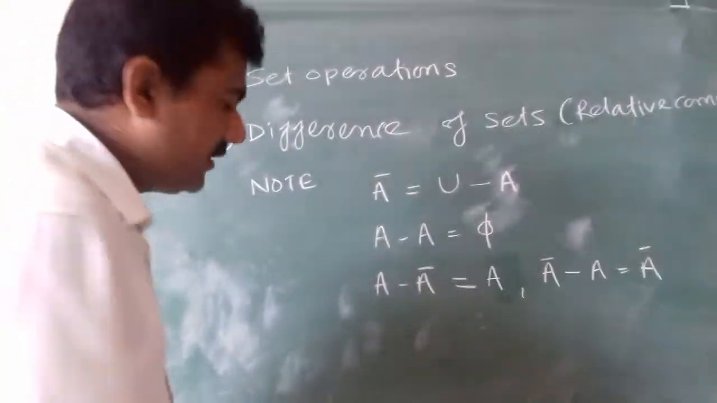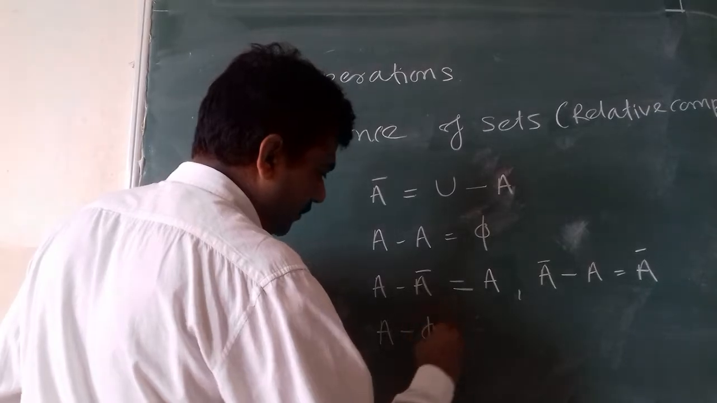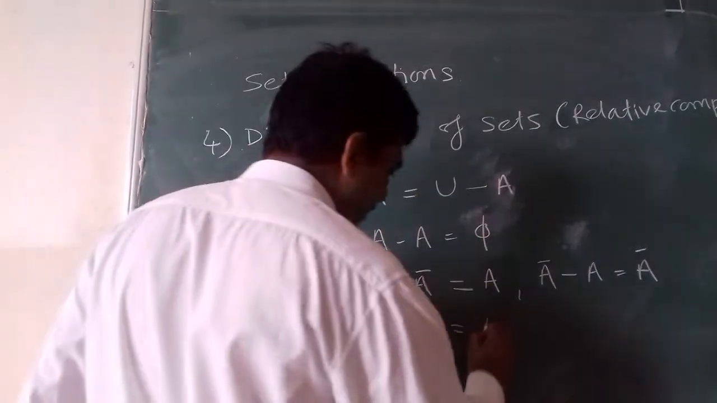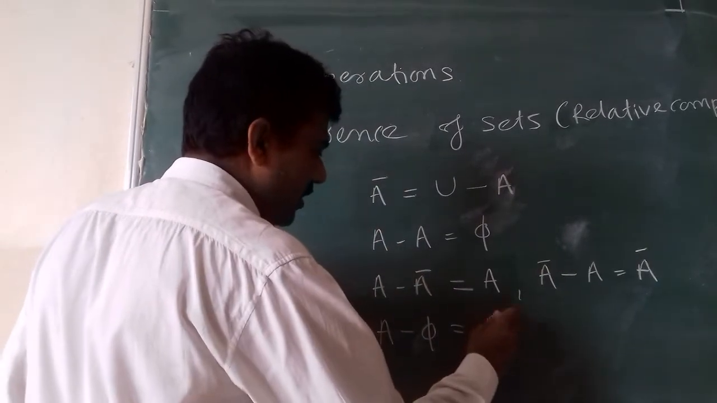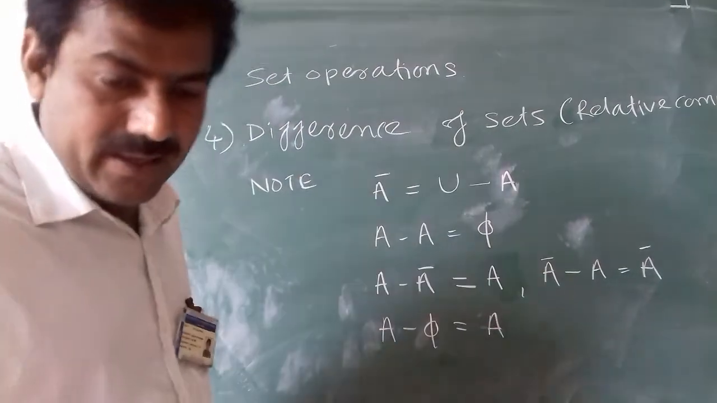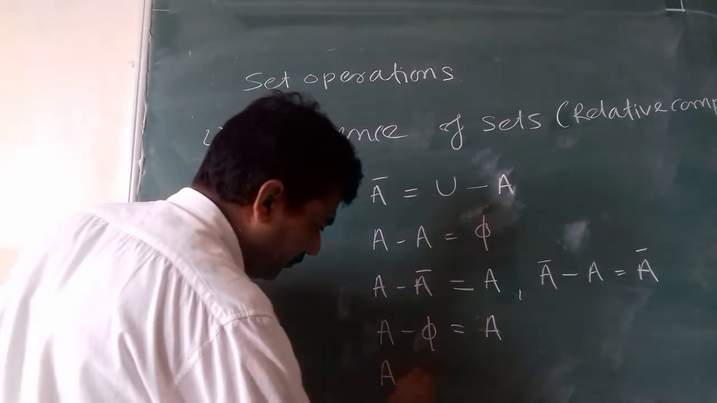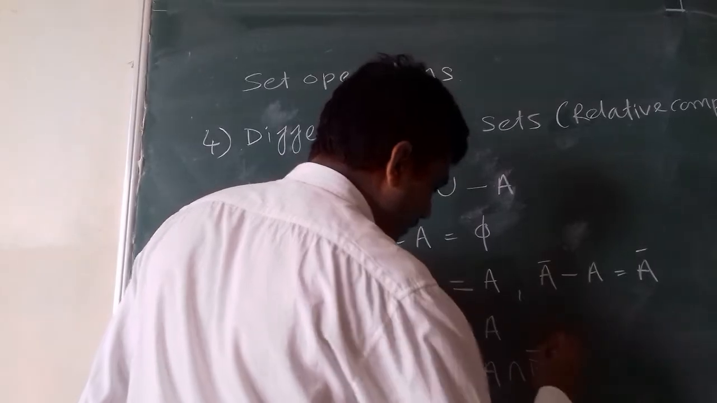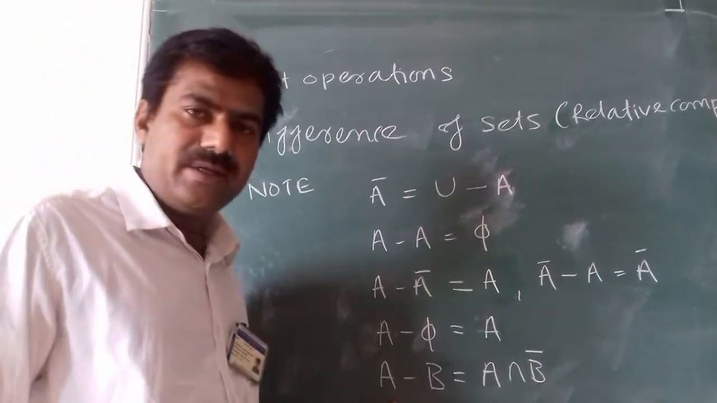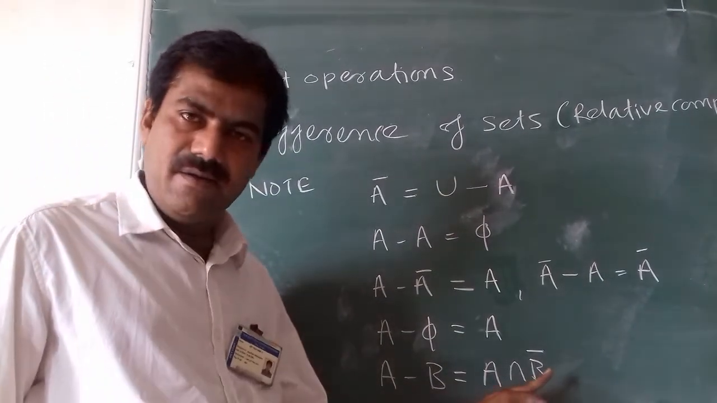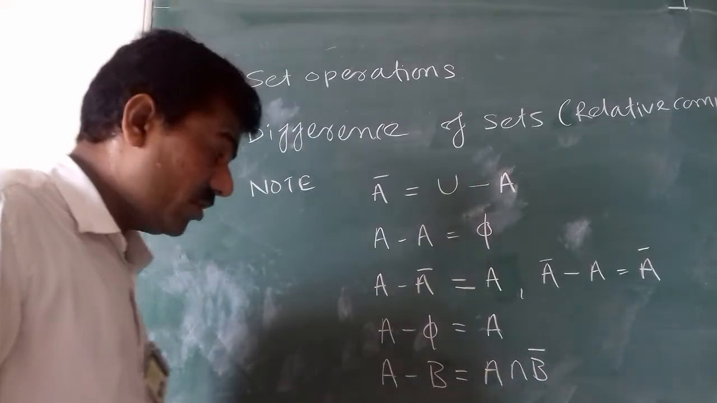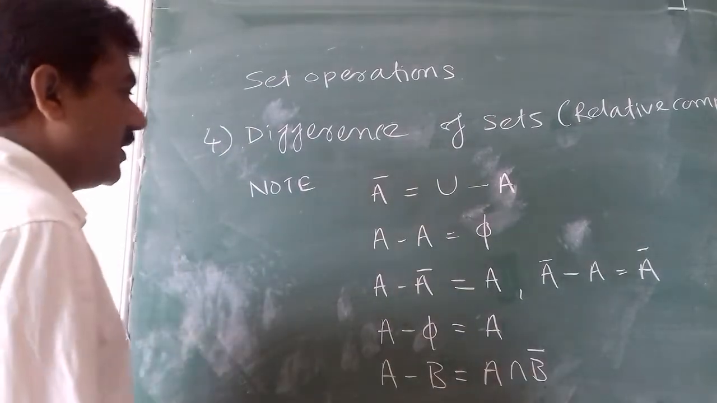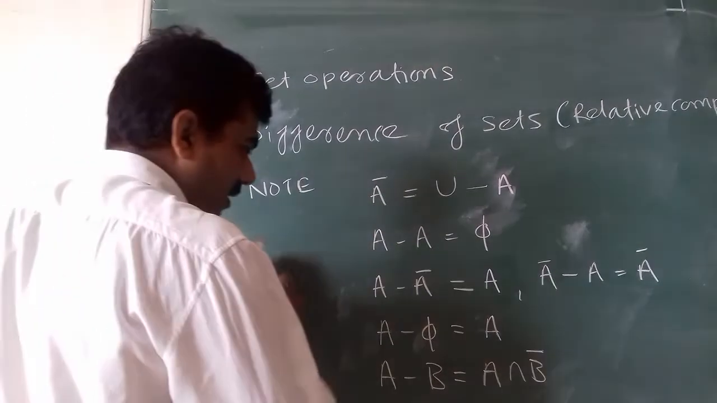Next is A minus phi. A minus phi, null set and the capital A, any arbitrary set. So this result will be what? Capital A. Okay. Next property, A minus B is equal to A intersection B complement. You can cross verify this by considering any elements in the sets. So these are the 5.